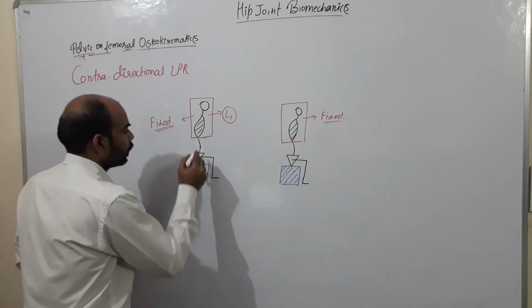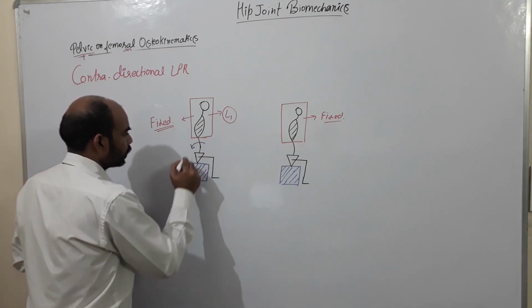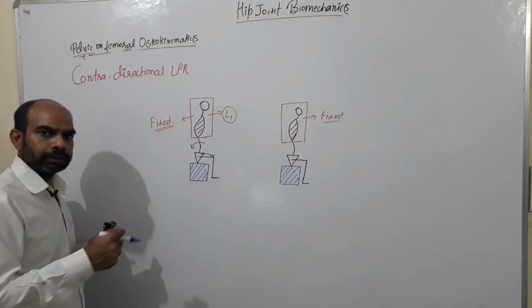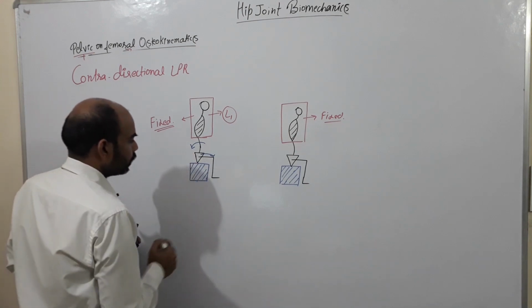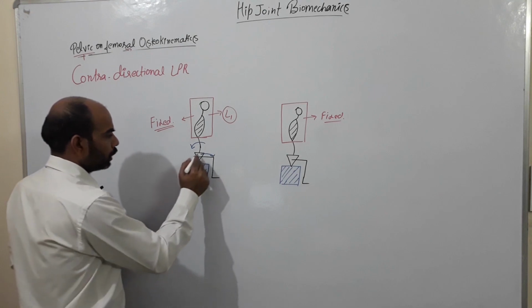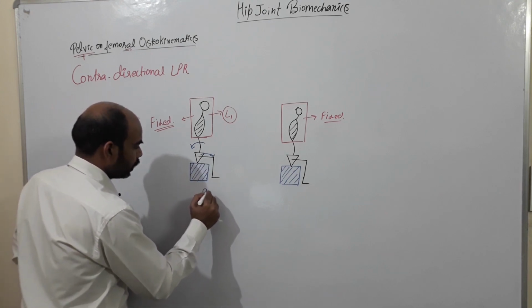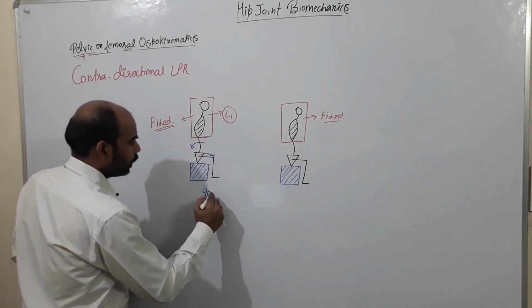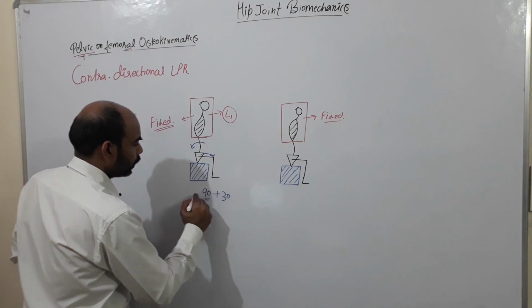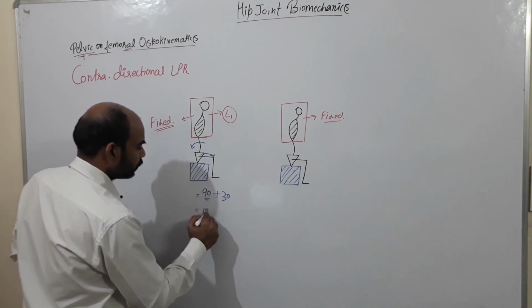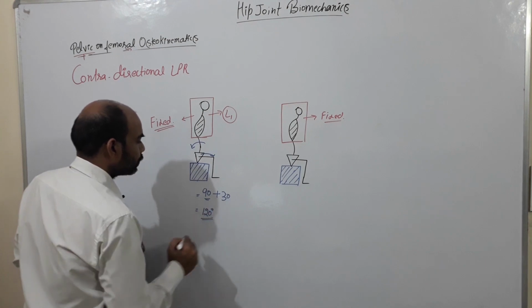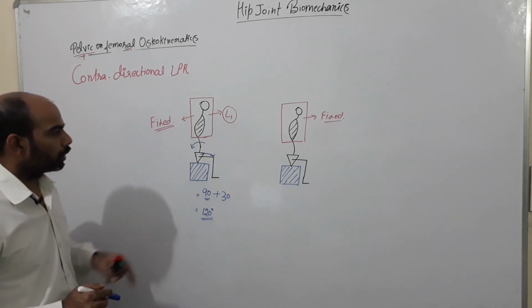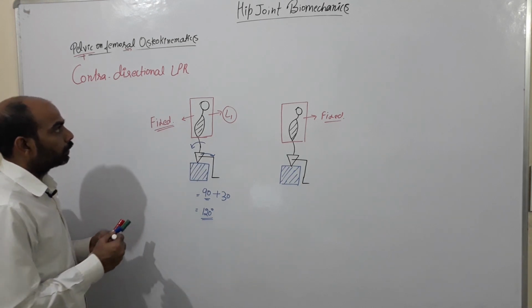If lumbar spine moves in posterior direction, pelvis moves in anterior direction. Pelvis moving anteriorly produces flexion. In this position, range of motion at neutral position is 90 degrees, and when pelvis moves anteriorly, it also increases flexion angle up to 30 degrees. So net hip flexion angle is around 120 degrees. So the range of motion of hip flexion during contra-directional lumbopelvic rhythm is 120 degrees. This is an example of flexion.